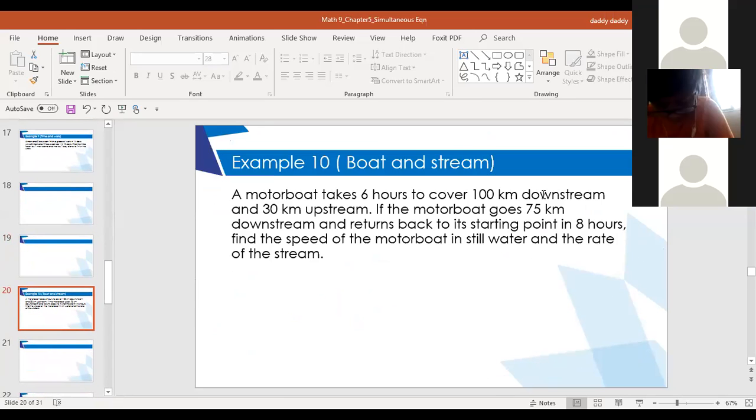Ma'am, but what was the final answer? Final answer was that y is equal to, y was the time taken by one boy, that was 280, and x is 140.